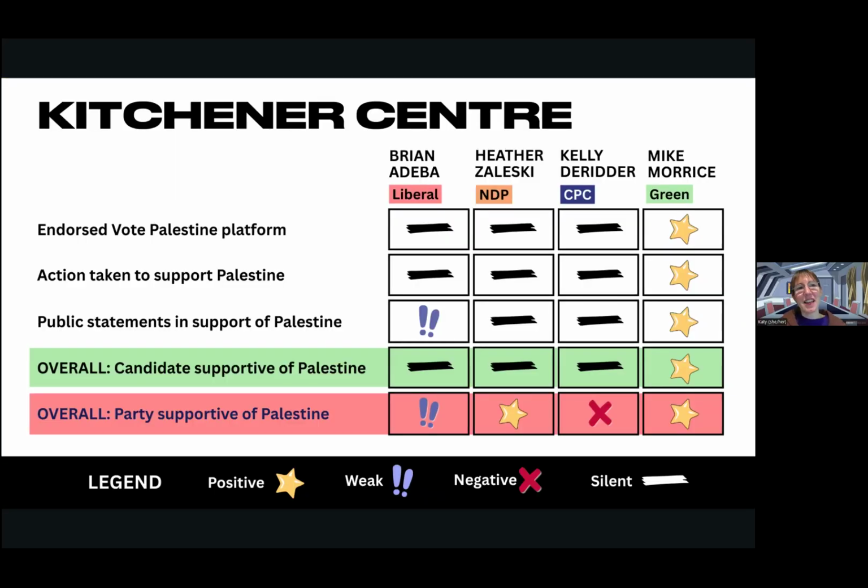Okay. Kitchener Center. Mike Morris is the only individual with a positive rating. And here too, you can see that for many of the candidates, their position is going to be different than that of the overall party rating. I won't spend a lot of time on Kitchener Center, except to say there's been a lot of statements. And again, Brian Adeba, the Liberal candidate, is one of these people who just reiterates the party platform when asked whether or not he supports Palestine.